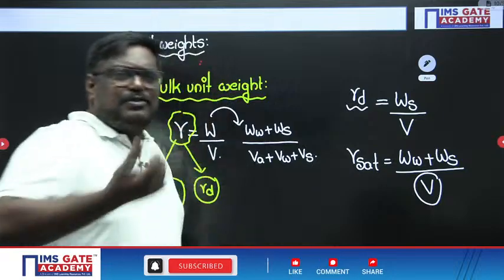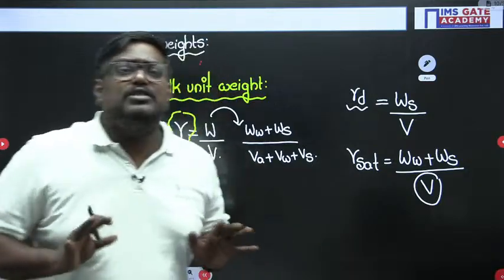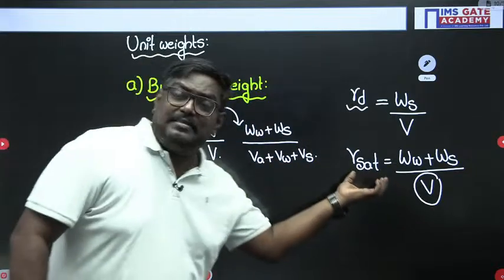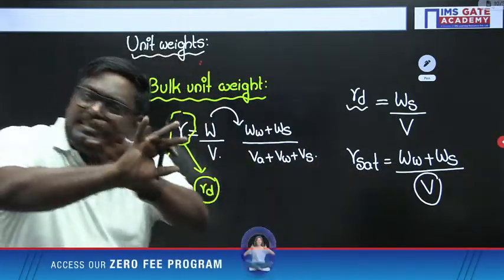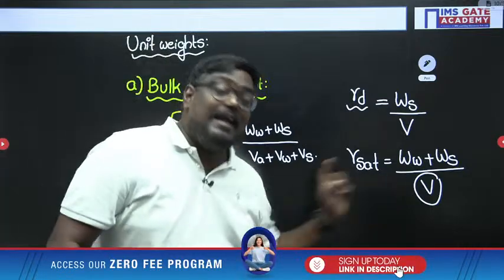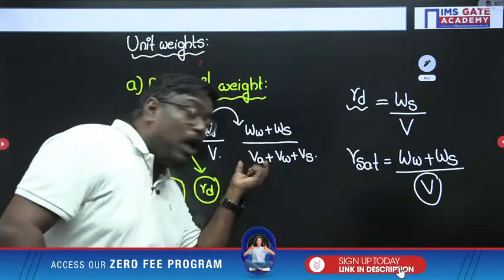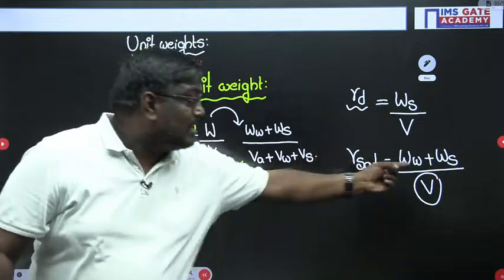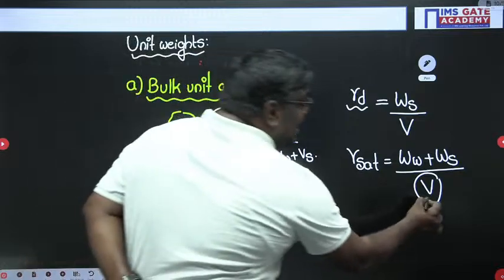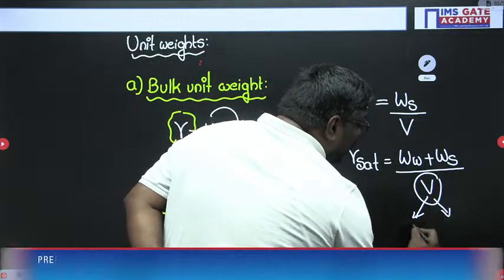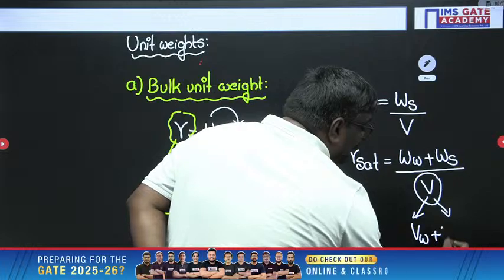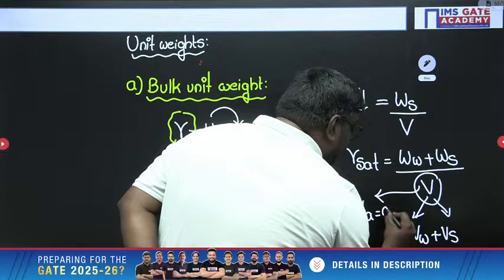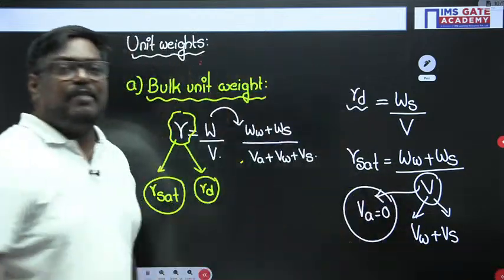But when I was studying my BTech, I used to have this common doubt. Sir, what is the difference between bulk unit weight and saturated unit weight? The difference is simple, my dear students. You will find a difference in the volume. Here volume is considered as volume of air, water and solids. But here, it is the summation of volume of water plus volume of solids. There is no point of volume of air because voids are completely filled with water. So volume of air will be 0.